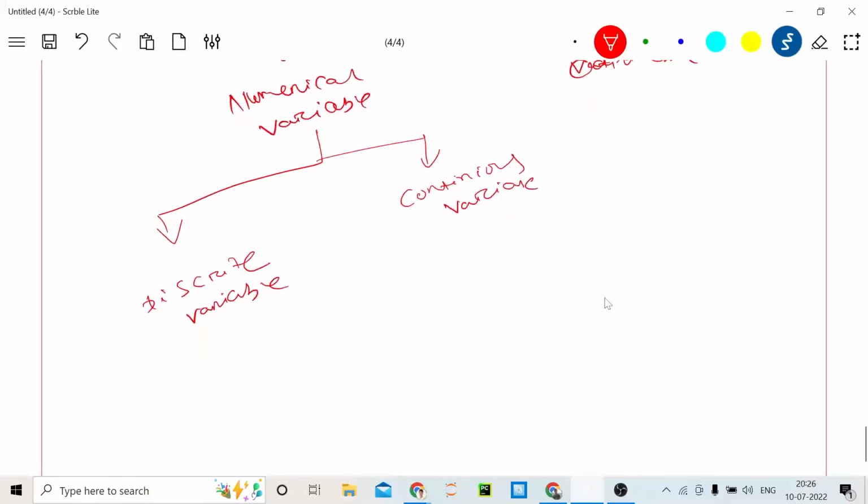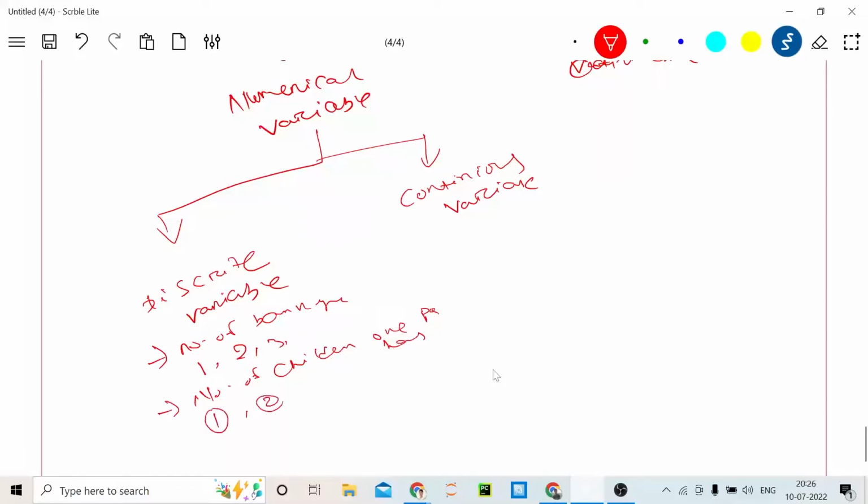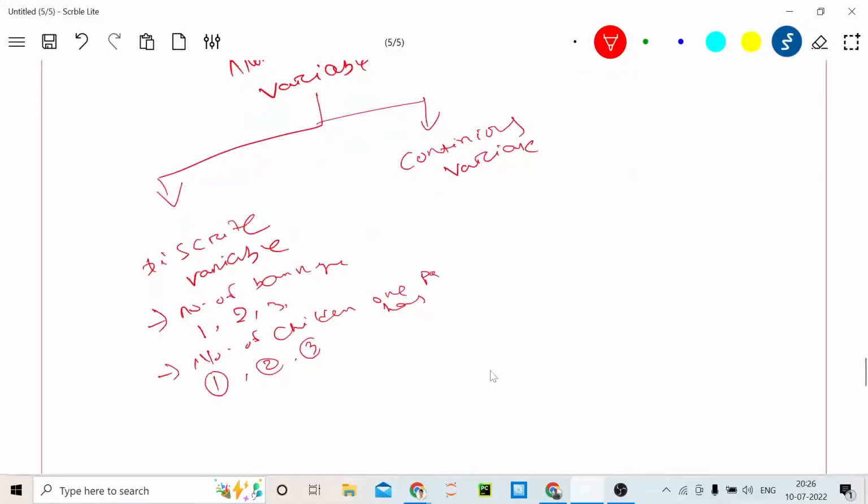For the discrete variable, I will give you an example. I will ask you the number of bank accounts you have. You may tell me you have one or two or three, which means the answer you give me is a whole number. Or the number of children one person has: either one child or two or three children. It is not like 1.7 children or 2.6 children. When the answer is a whole number, it comes under the discrete variable.